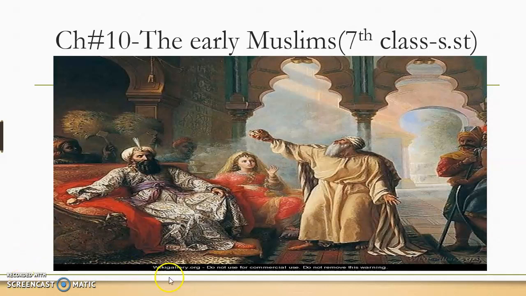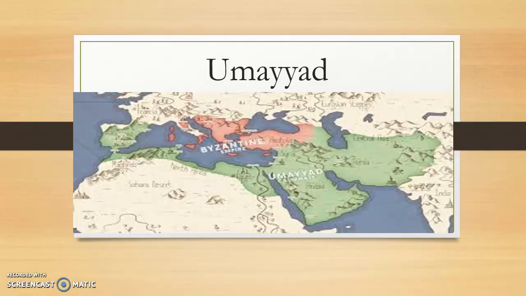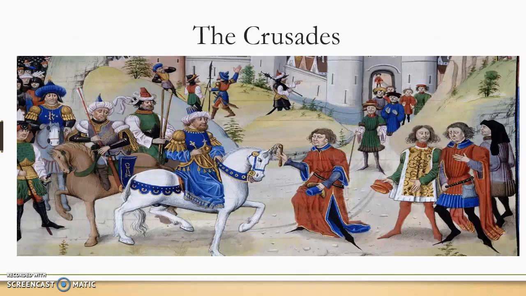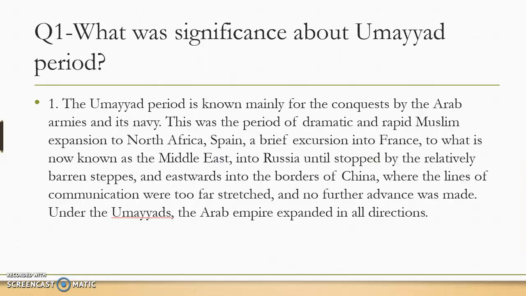Class 7th, social study. Today we have to study unit number 10. It is about the early Muslims, Umayyad and the Crusades. Today we have to do the exercise. Let's see question number 1.